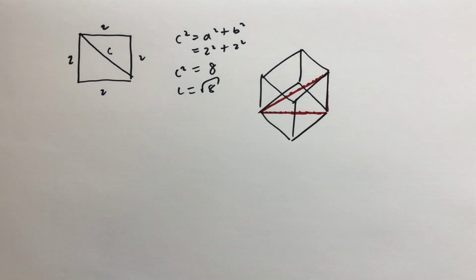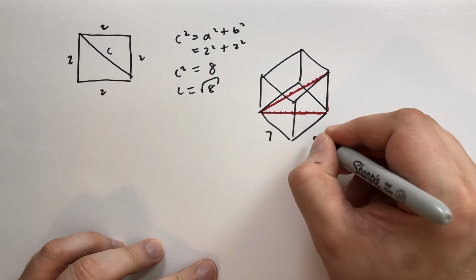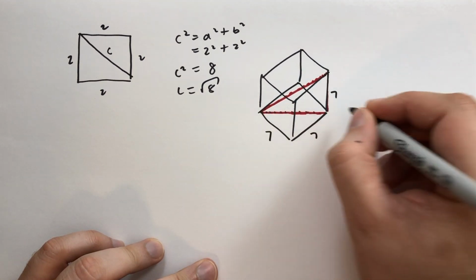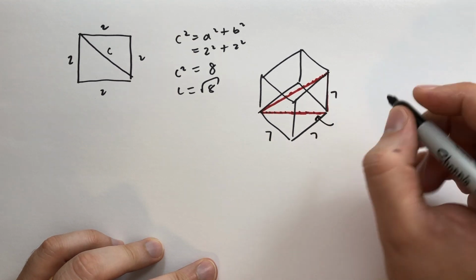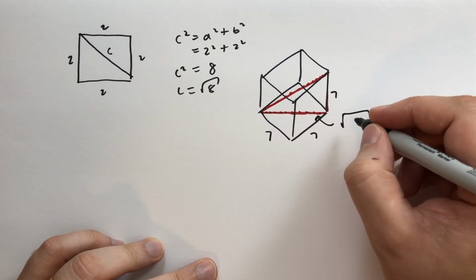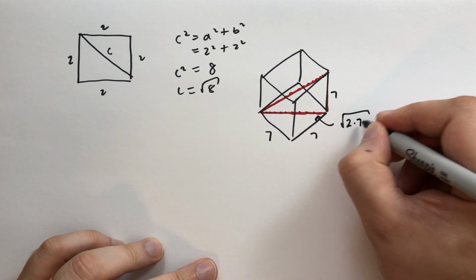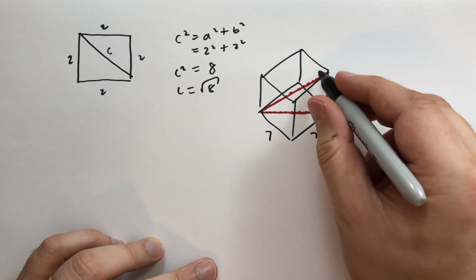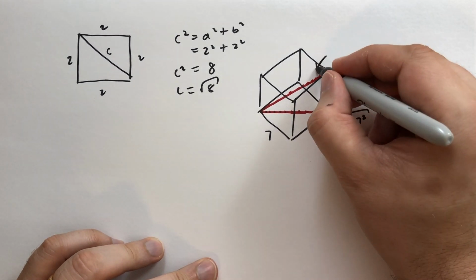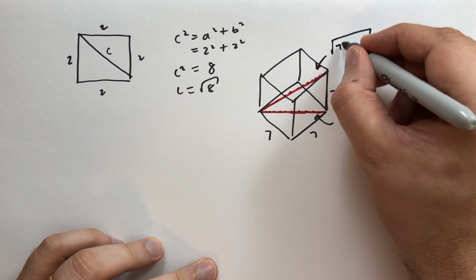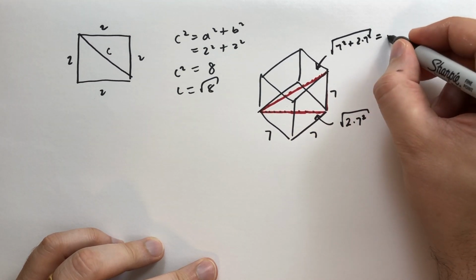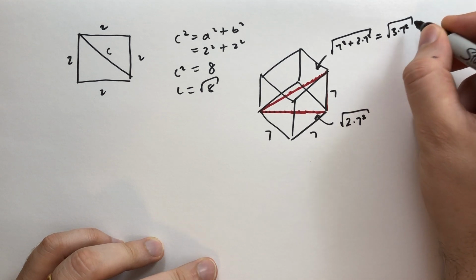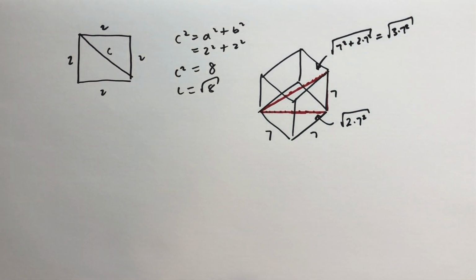In practical terms, let's do a number that they're not doing. Let's do 7, because 7 is nice and complex. So the diagonal on the bottom will be the square root of 2 times 7 squared, right? And then this diagonal here will be the square root of 7 squared plus 2 times 7 squared. So this is equal to the square root of 3 times 7 squared. Okay, you see how that works?